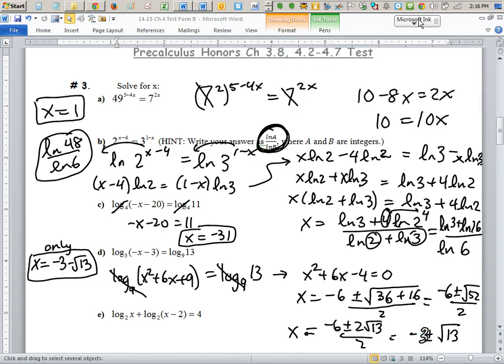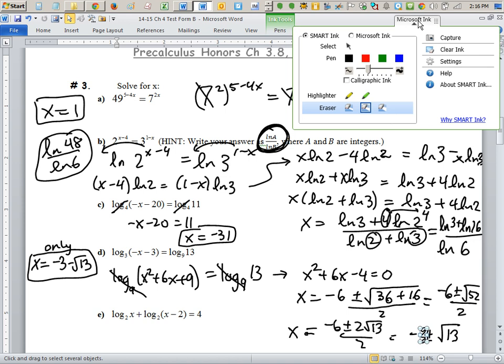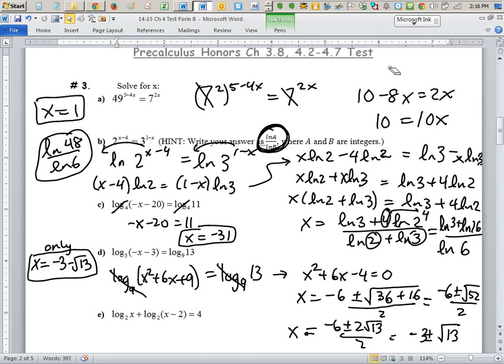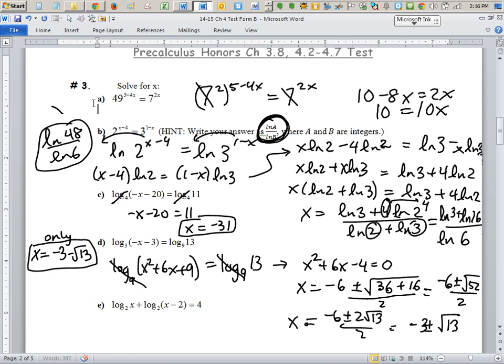I'd rather use Smart Ink anyway. That doesn't work. Okay, let's try Clear Ink. That didn't work. Let's try Microsoft Ink, eraser, and it takes forever, but we'll do it. Not working. Fair enough.